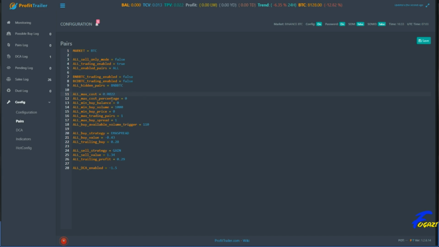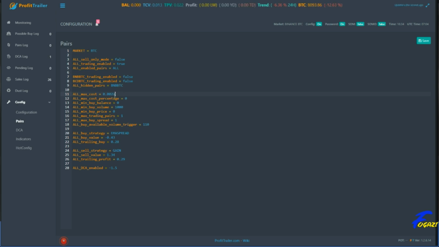Straight up, all max cost is what you want your individual buys to cost. I guess the wording's a little misleading. It's not a maximum, it's an actual cost, unless you get a partial buy, of course, then your cost is going to be a little less. For me on Binance, I've got 0.0022 Bitcoin per buy, just to be above the minimum trade and avoid buying dust. It's not always going to buy exactly that amount worth of your coin, but it's going to get close. Unless you get a partial buy, which would be eliminated by using this volume trigger, all your trades are going to be around about that figure.